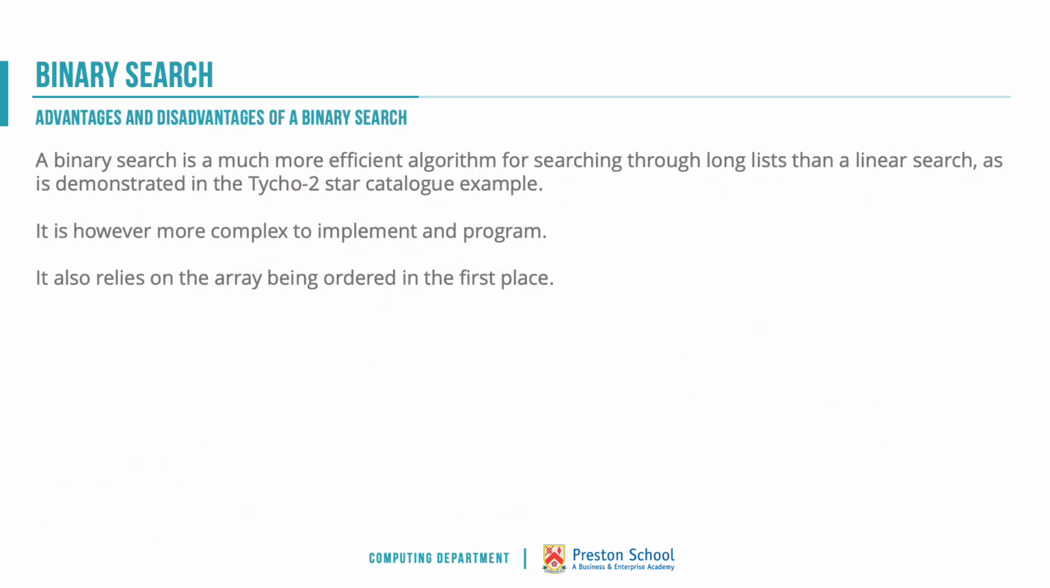So a binary search is much more efficient than a linear search. It's going to be much quicker on big lists. The downsides, well, that means it's harder to implement, harder to program, and it relies on the array or the list being ordered in the first place. If you try and run a binary search on a list that isn't ordered, it's not going to work.